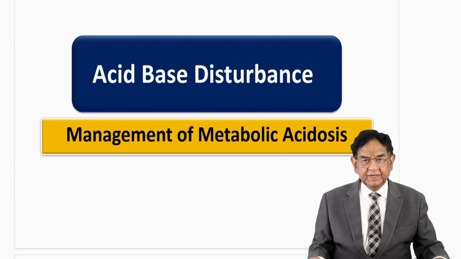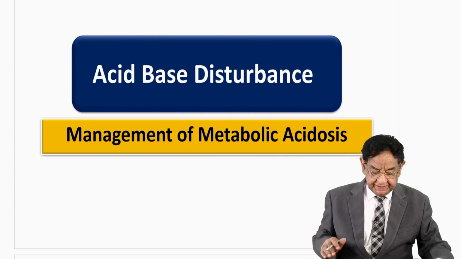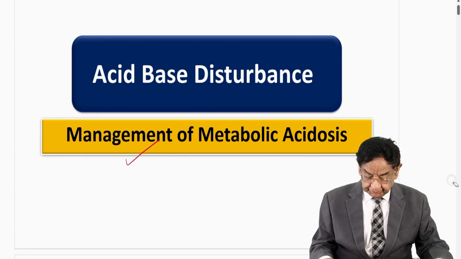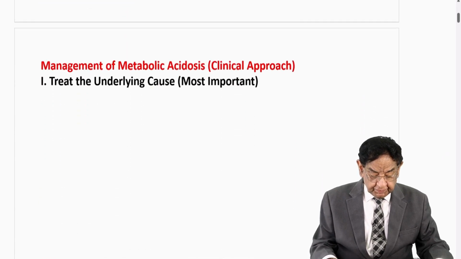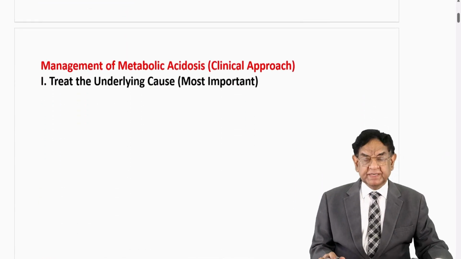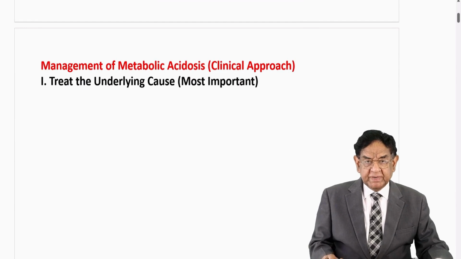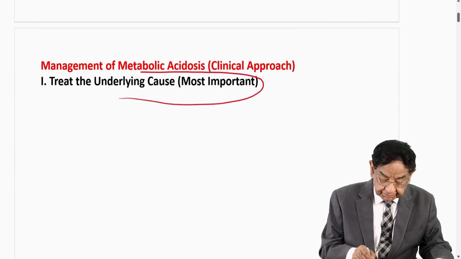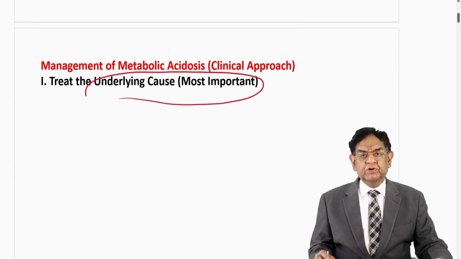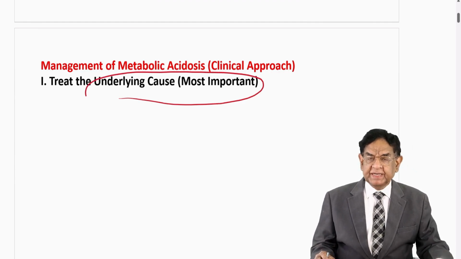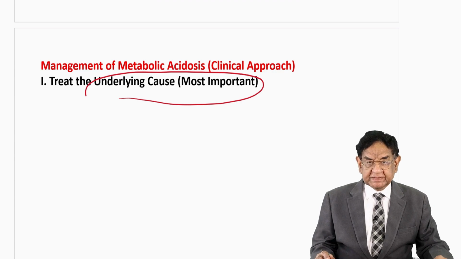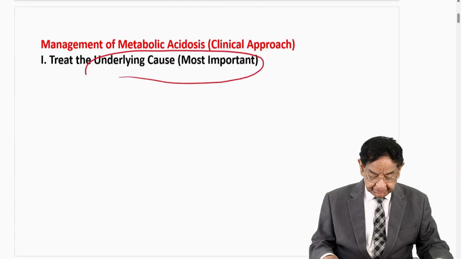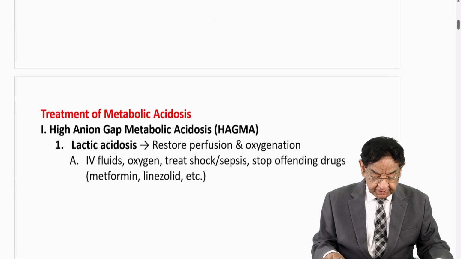Hello everyone. Now I'll be talking to you regarding management of metabolic acidosis. So, the most important thing in the management of metabolic acidosis is to treat the underlying cause. There are different causes of metabolic acidosis, and every precipitating factor needs a different way of treatment. In detail I'll be talking to you.